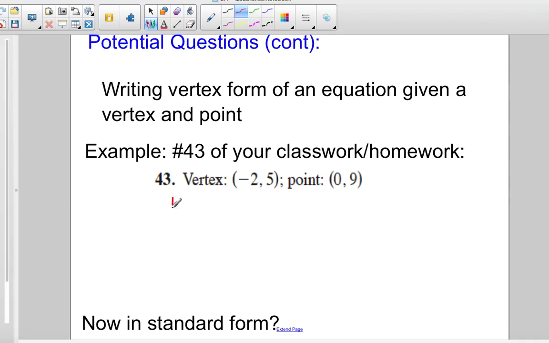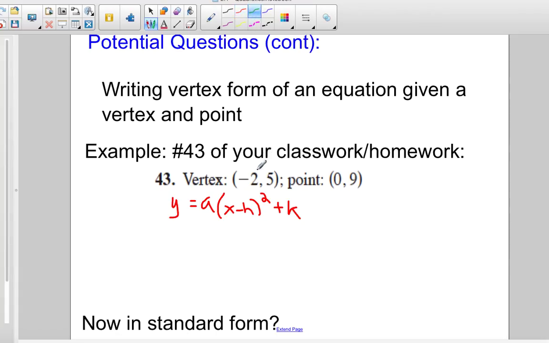So it's going to be something like y or f of x equals, and then I'll just write the standard form. Well, vertex form: a(x minus h) squared plus k.